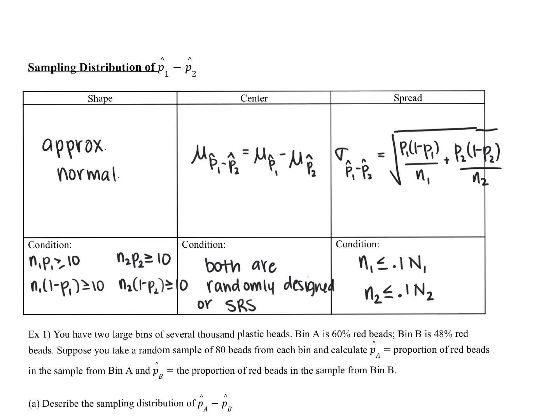So you have to check normal and independence twice. Random, you really only have to check once.